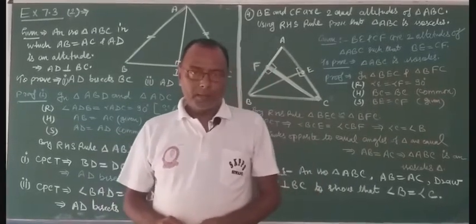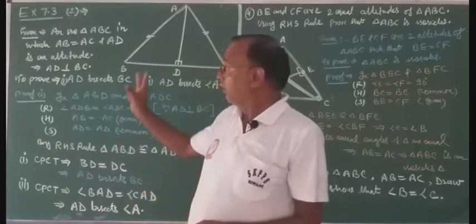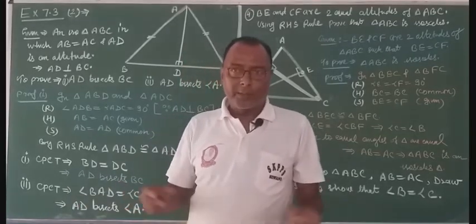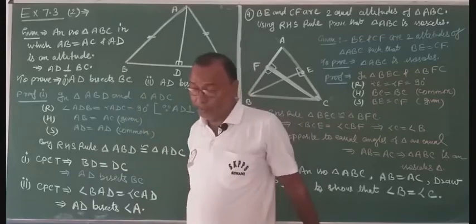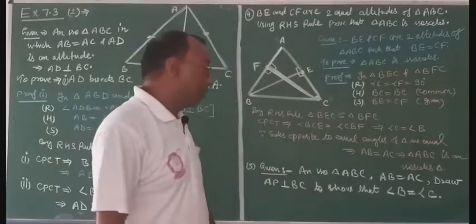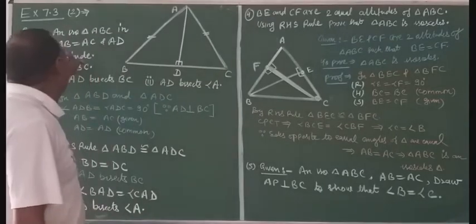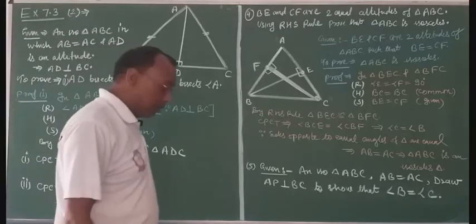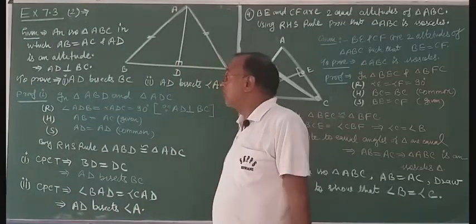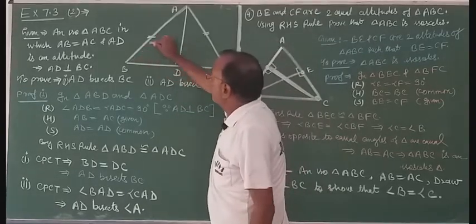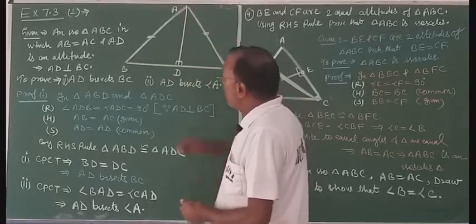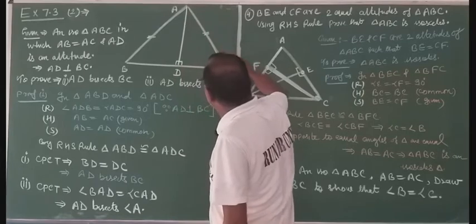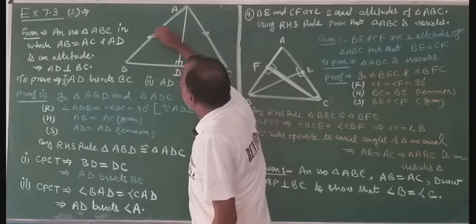So today we will discuss this exercise 7.3 and we are starting with question number 2. What is given in question number 2? We are given that ABC is an isosceles triangle in which AB is equal to AC. This is the triangle ABC in which AB is equal to AC.